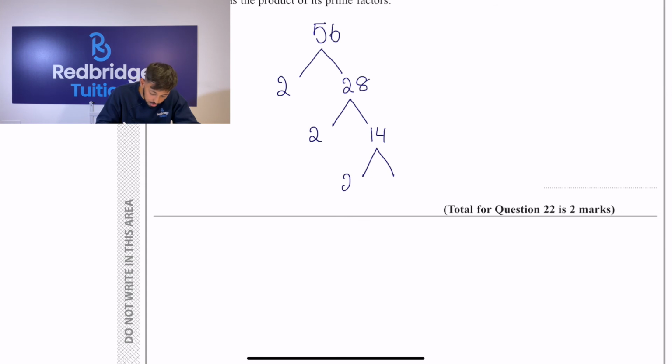And we are left with 2 and 7. What we should notice is that with the numbers remaining, these are all prime numbers and cannot be divided by any other number. So we have 2 times 2 times 2 times 7. That would be our final answer.